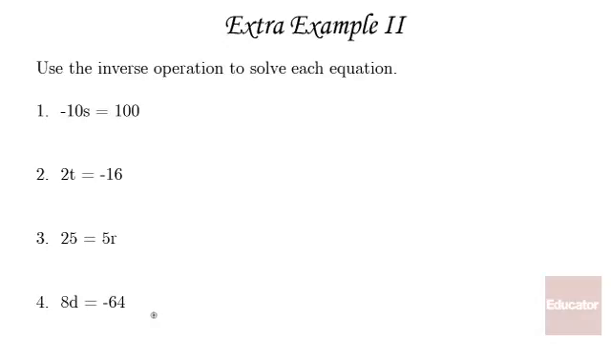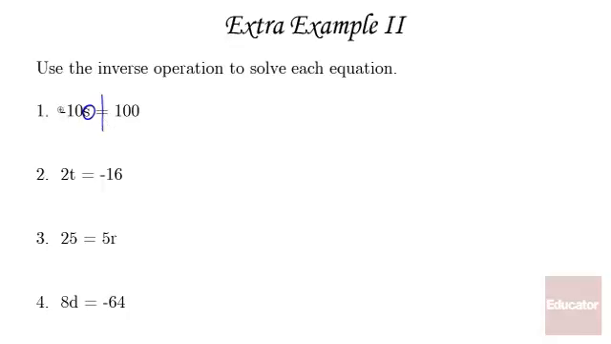Okay, so now let's use the inverse operation to solve the equation. We're going to use that same method that we did earlier to solve for our variable. So this is negative 10 times S equals 100. Now I'm solving for S, right? I'm solving for my variable. I can circle it to see that that's what I want. That's my goal. I'm separating my sides.